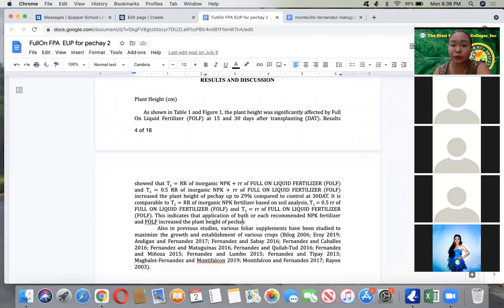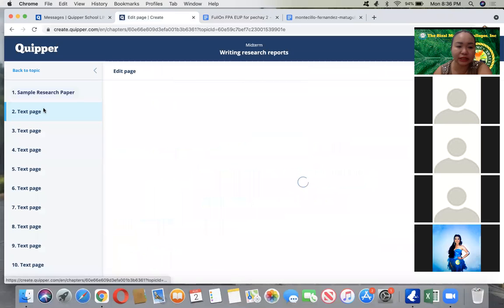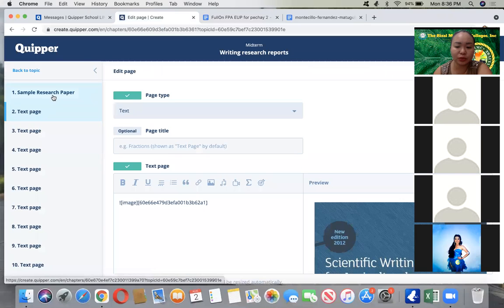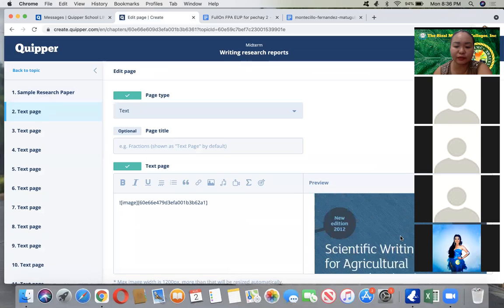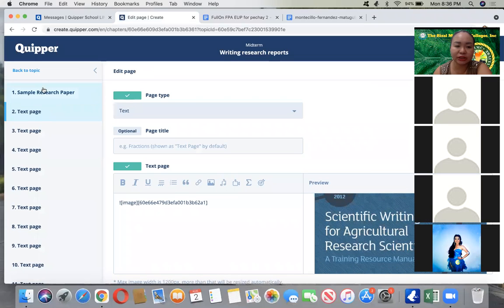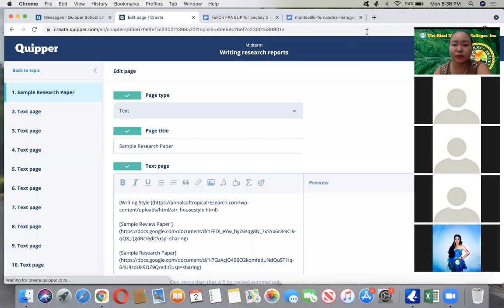And then after that, we will, one by one, read the tips on the link that I have given you here. This is the book, Scientific Writing for Agriculture Research Scientists.